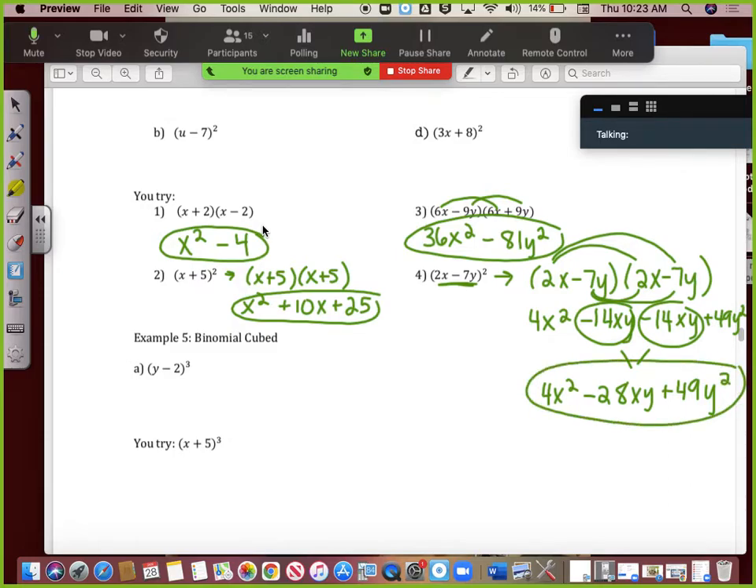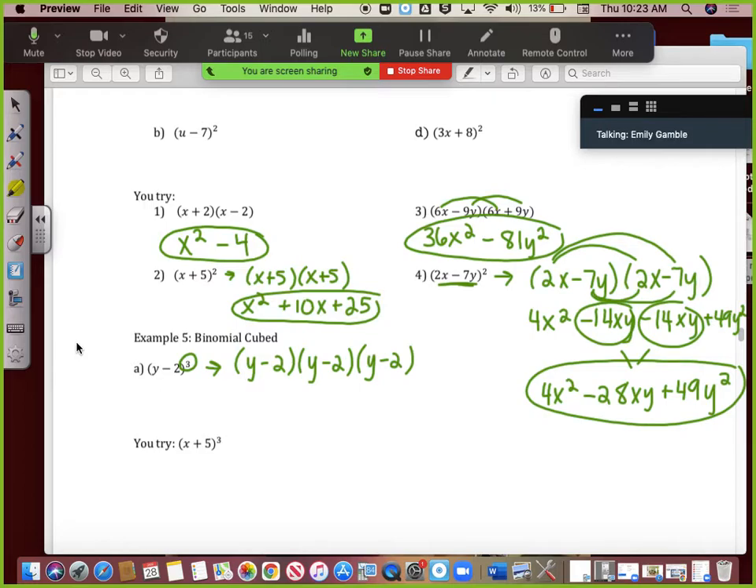Okay. And then in example 5, the last set of notes that we need to go over is when you take a binomial and you cube it. This is about the longest type of problem we'll see. Well, we won't see an exponent larger than 3 and have to do this by hand. So when I take y minus 2 and raise it to the third power, that means I'm multiplying y minus 2 times y minus 2 times y minus 2.